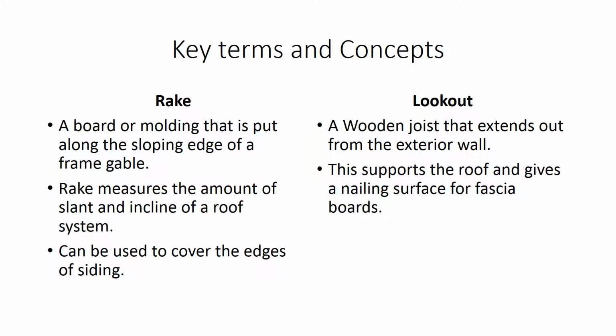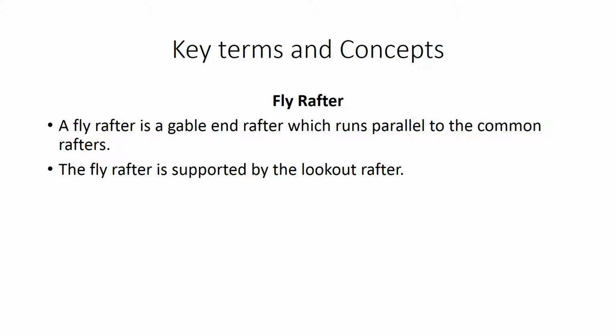A lookout is a wooden joist that extends out from the exterior wall. This supports the roof and gives a nailing structure for fascia boards. A fly rafter is a gable end rafter which runs parallel to the common rafters. The fly rafter is supported by the lookout rafter.